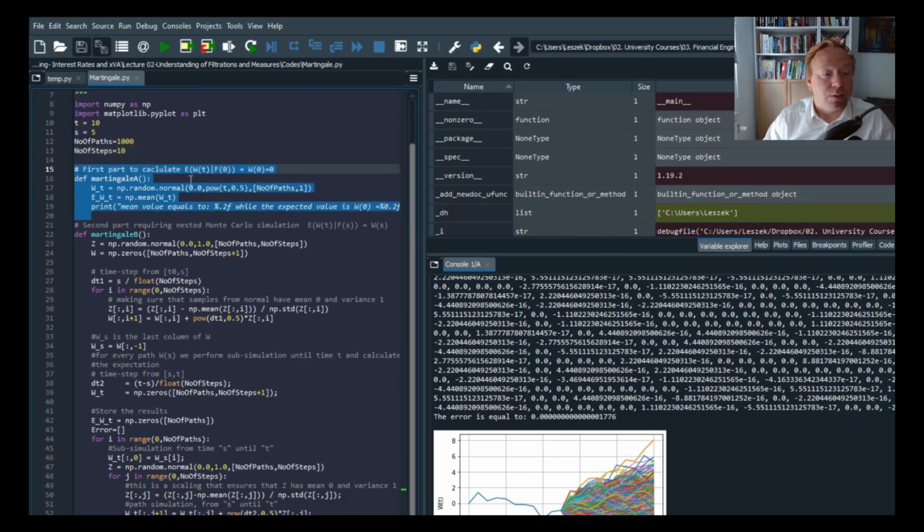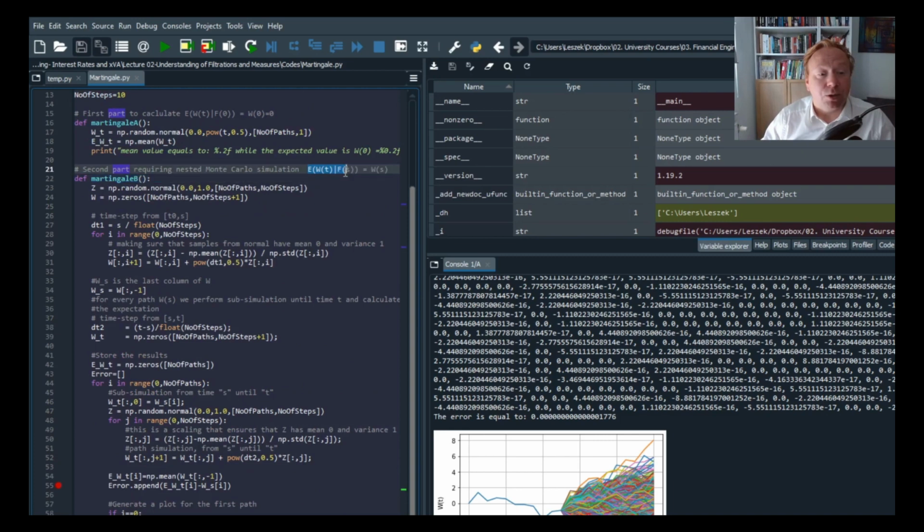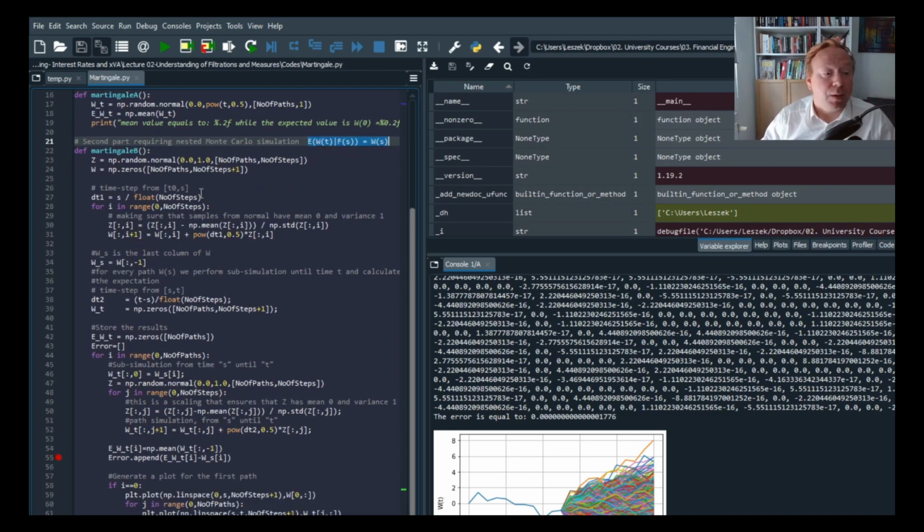The first martingale is an easy one, because we just simulate Brownian motion and then take the expectation. At time t0, we know all the paths always start at 0, so Brownian motion always starts at 0 at time 0. If we think of a future time, that would not be the case anymore. For the martingale B, where we look at the expectation of WT conditional on the filtration at time s, we need a nested Monte Carlo.